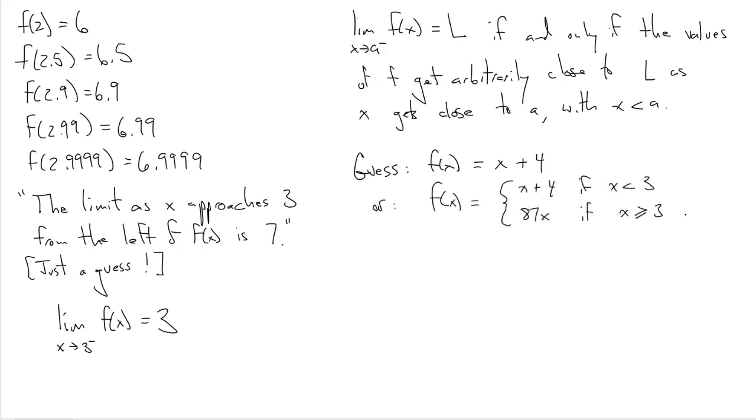This function also works. It's a piecewise function. f of x is x plus 4 if x is less than 3, and 87 times x if x is greater than or equal to 3. A completely different function that also gives exactly the right values for the 5 values that we've got there. And there are lots of others.